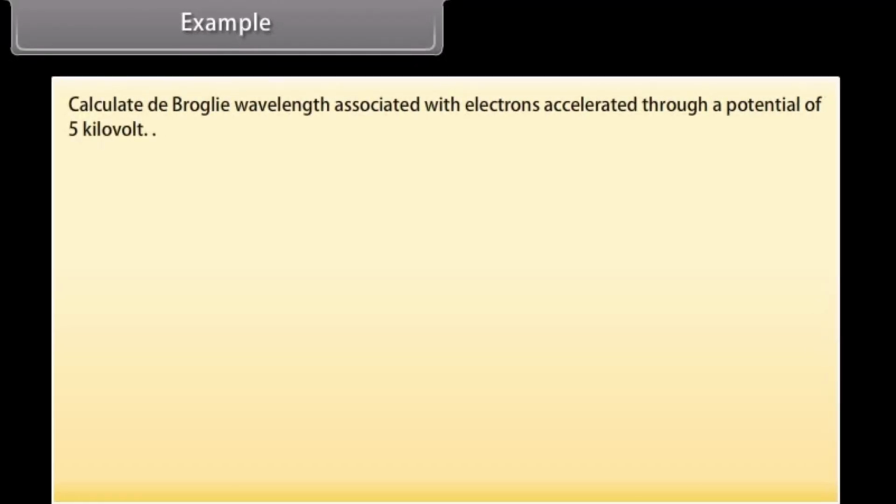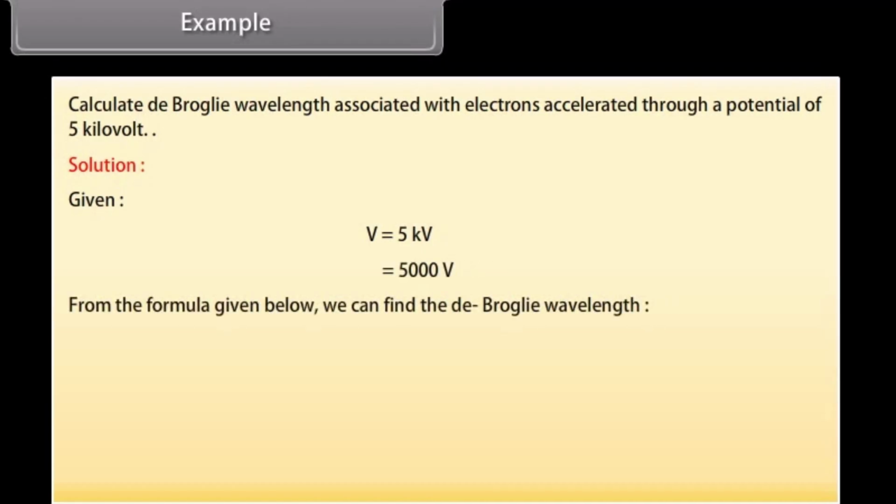Example. Calculate de Broglie wavelength associated with electrons accelerated through a potential of 5 kilovolt. Solution. Given V equals 5 kilovolt, which equals 5000 volt. From the formula given below, we can find the de Broglie wavelength. Lambda equals 12.27 by square root of V angstrom. Lambda equals 12.27 by square root of 5000 angstrom, which equals 0.173 angstrom.